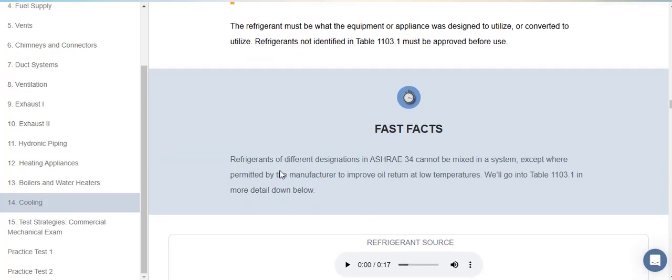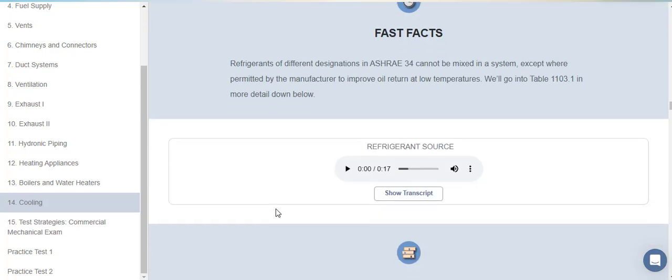Fast facts, refrigerants of different designation in ASHRAE 34 cannot be mixed in a system except where permitted by the manufacturer to improve oil return at low temperature. We will go into Table 1103.1 in more detail below.